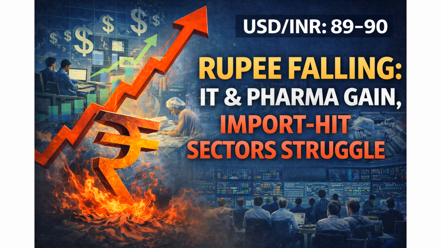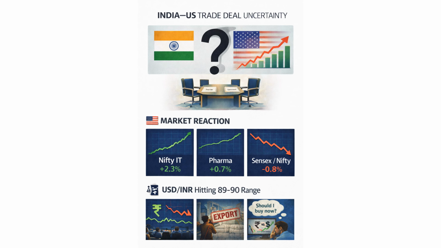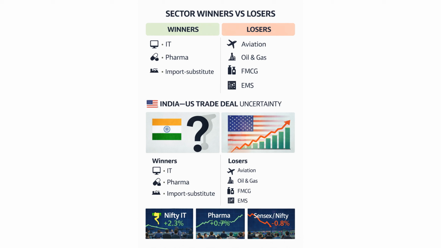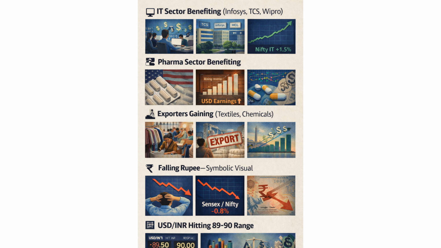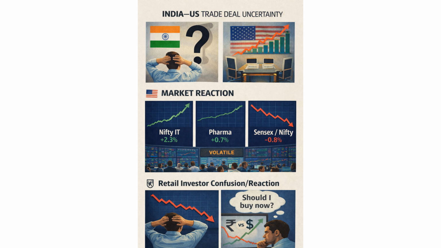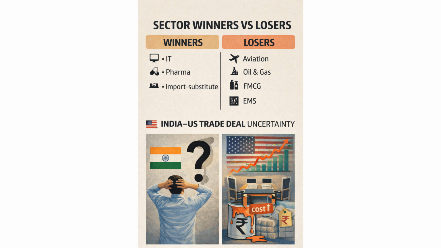Rupee at the edge, currency stress, sector rotation, and the new market reality. The Indian rupee's slide towards the psychologically important 89 to 90 level against the dollar is not an isolated currency event. It's a signal, quiet, structural, and deeply intertwined with global capital flows, domestic economic consumption, and investor psychology.